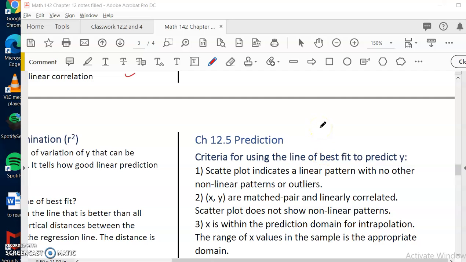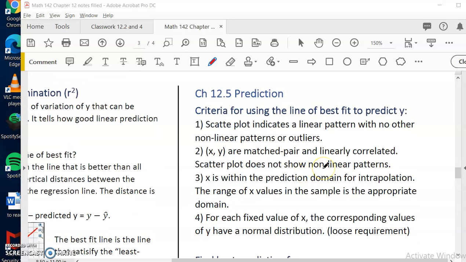Okay, there's a typo here. We are going to use that for predictions only if we satisfy this criteria. So don't just use it whenever you find the equation, because even if x and y are not linearly related, you can always find a linear regression line.